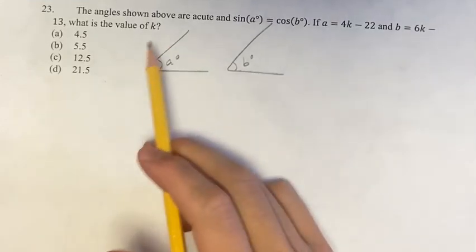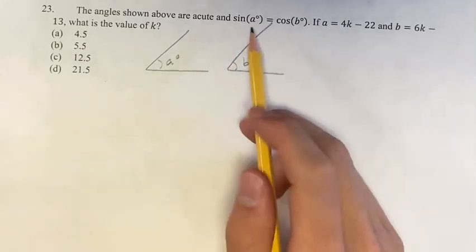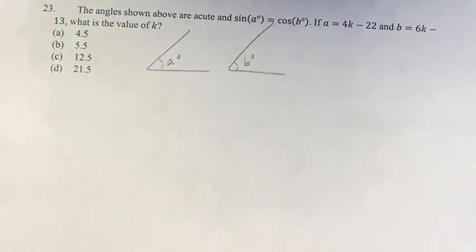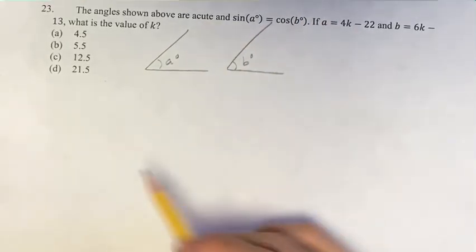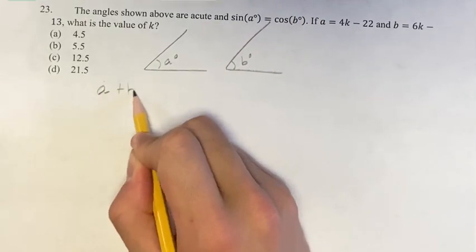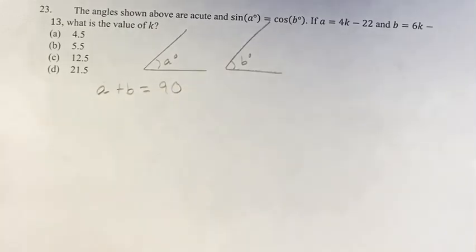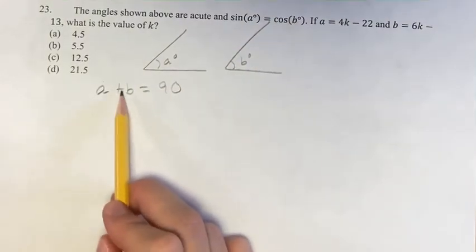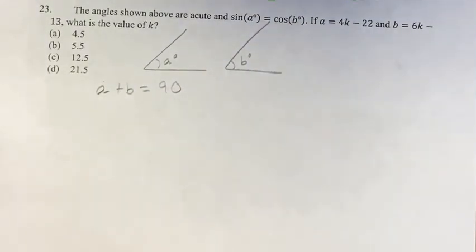In this problem, we're told that we have these two angles, A and B. We're told that sine of A is equal to cosine of B. And from this information, we know that A plus B equals 90 degrees. We know that because for the sine of one angle to be equal to the cosine of another angle, their sum has to be equal to 90 degrees.